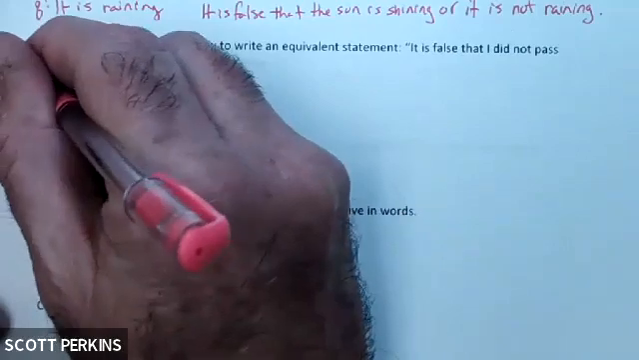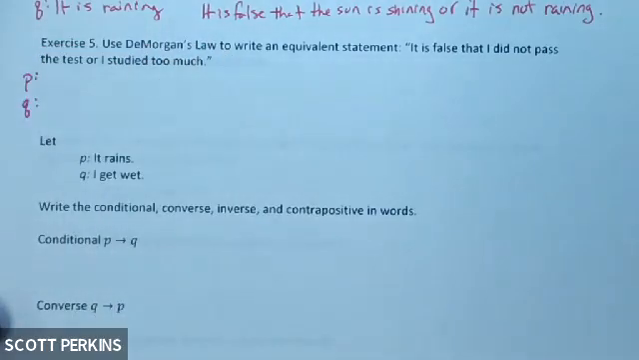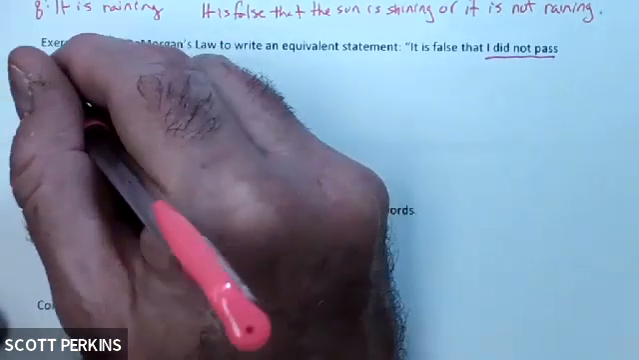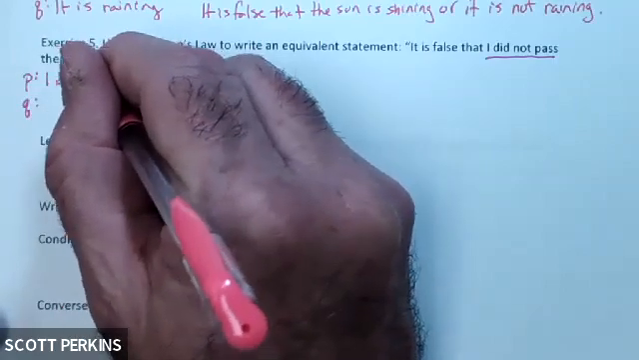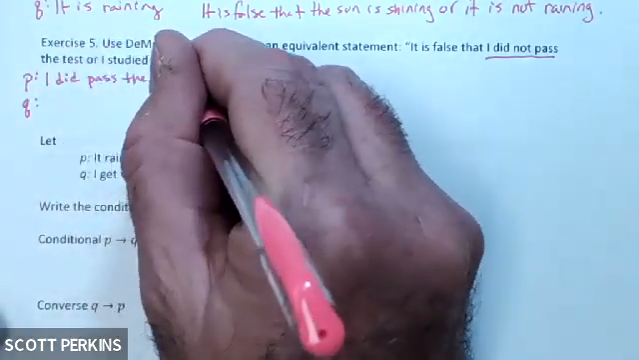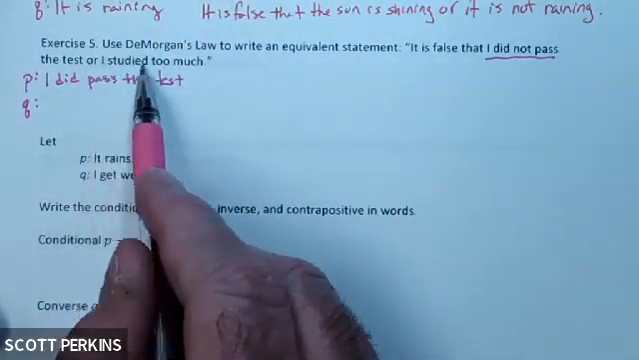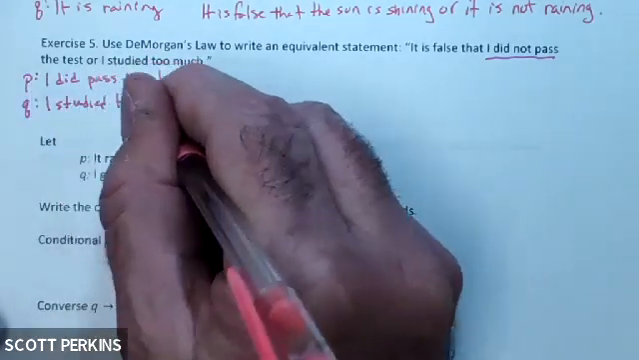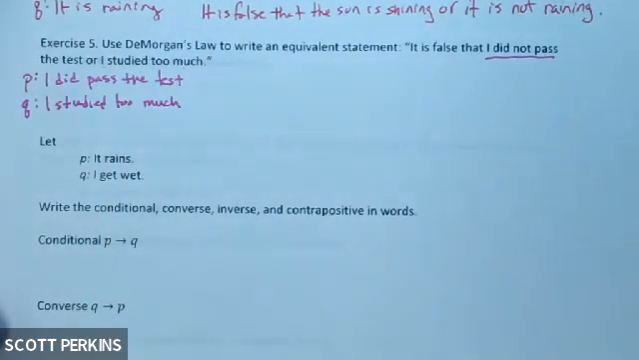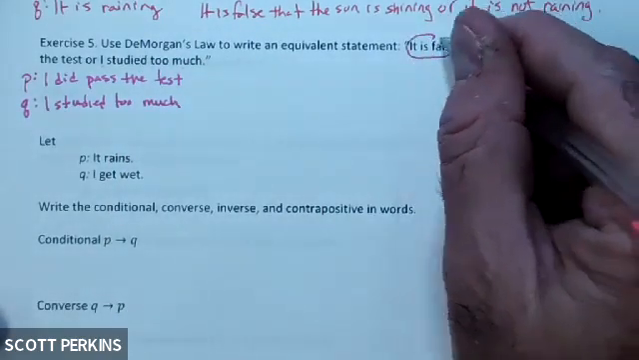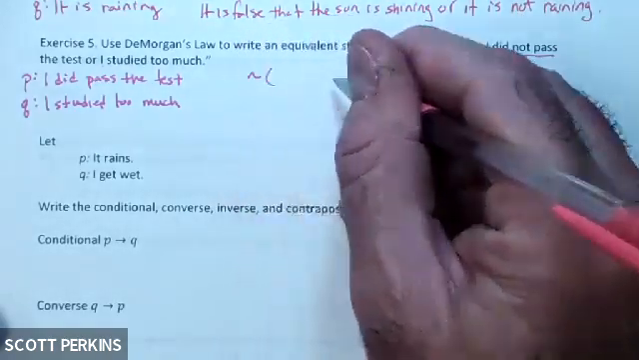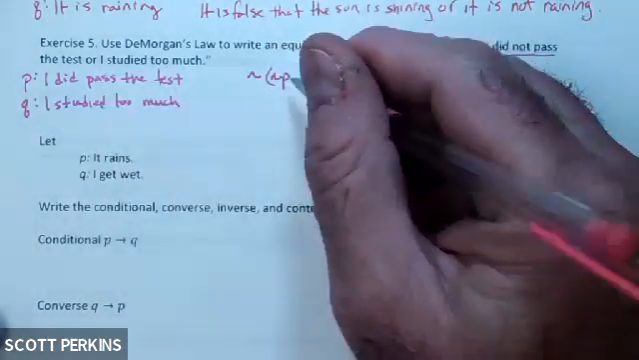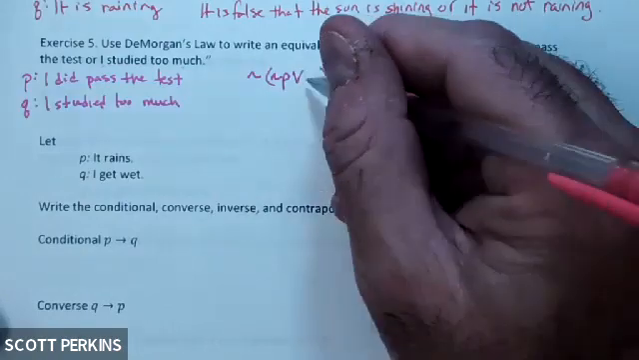So I'm going to define my simple statements first. The statement is, it is false that I did not pass the test or I studied too much. So I will make the simple statement, I did pass the test, and I studied too much. Okay, those are my two simple statements. Since this starts off with the words, it is false that, that's a squiggly and some parentheses. I did not pass the test will be squiggly P. Or is my disjunction, I studied too much is Q.